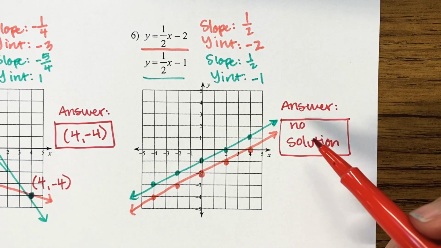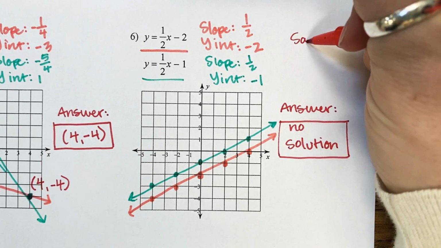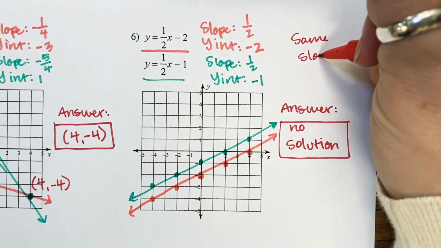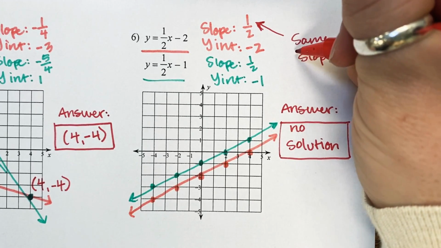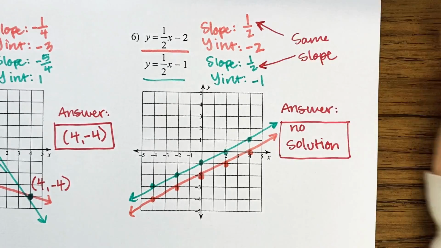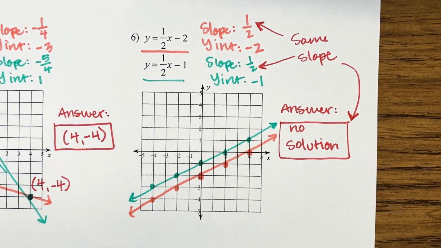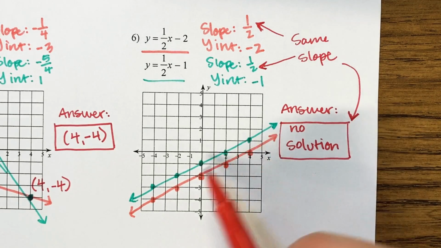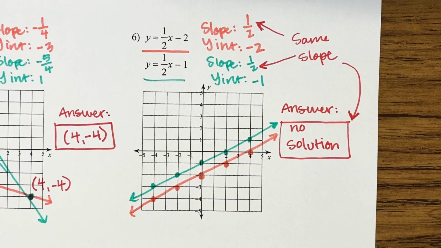Okay, whenever we have the same slopes, okay, same slope, 1/2 and 1/2, it equals no solution. Because they are parallel lines. They will never cross. They're going to keep going on forever and not cross.